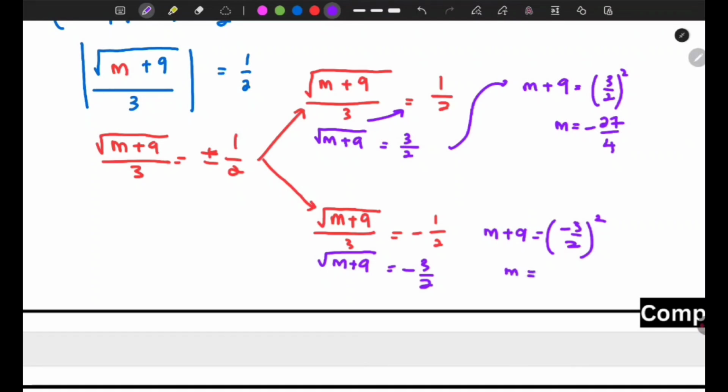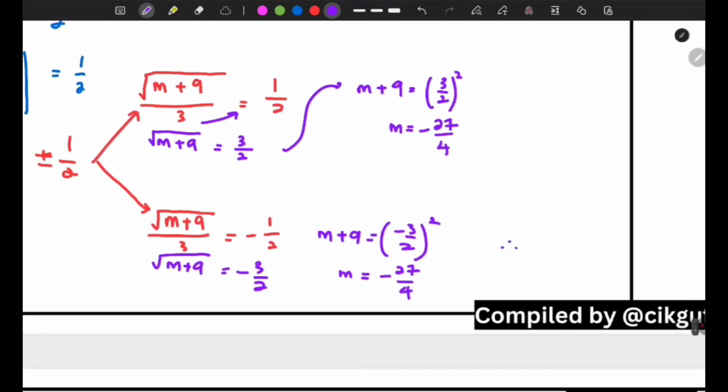And find the value of your m. So negative 3 over 2 squared will also give you 9 over 4, and minus 9 is negative 27 over 4. So no matter whether it's plus or minus, it gives you the same answer. That means you can conclude it as the same answer, negative 27 over 4. Done.